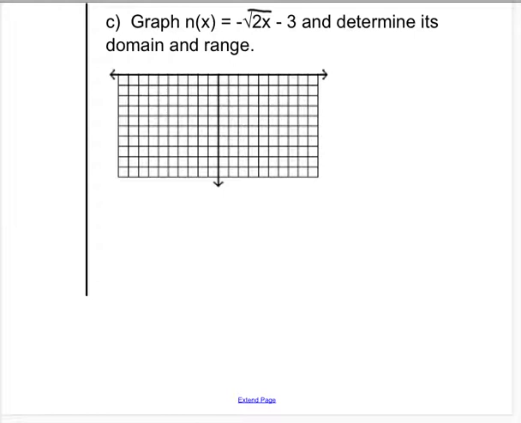So we're looking at 3 different transformations here. The first thing that I did was, the 2 is inside the radical, so it is not a horizontal stretch, it's a compression. Sorry, I didn't label it. It's a horizontal compression of 2. And then the negative on the outside reflects.